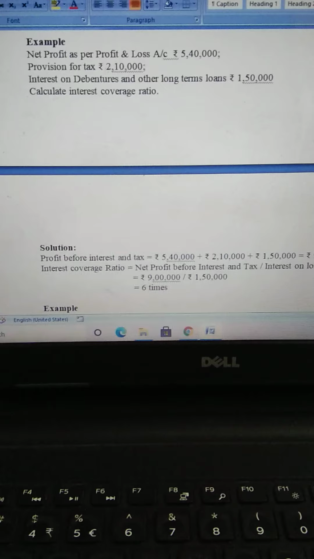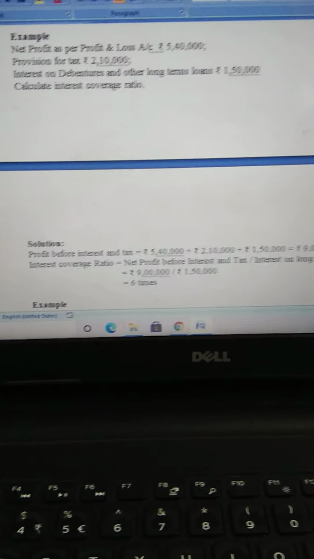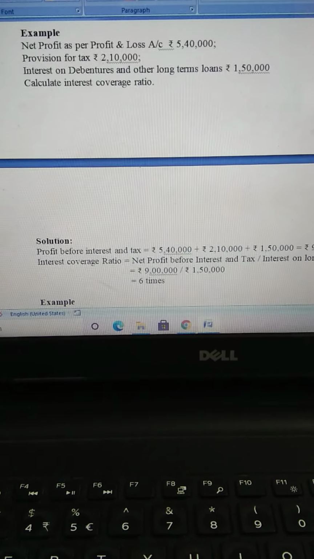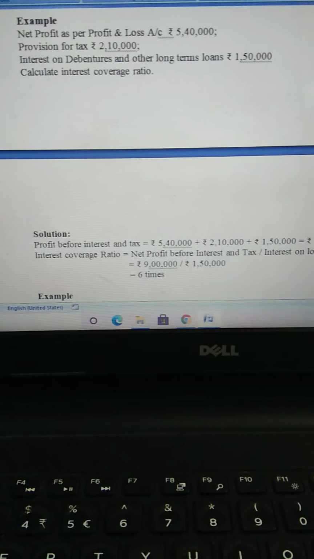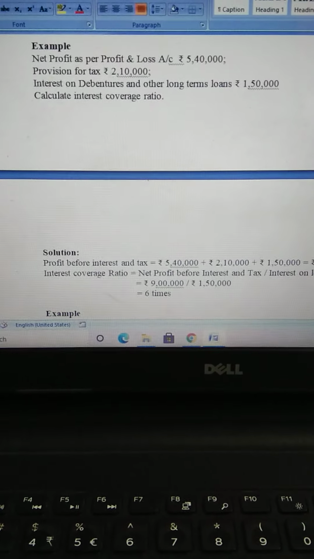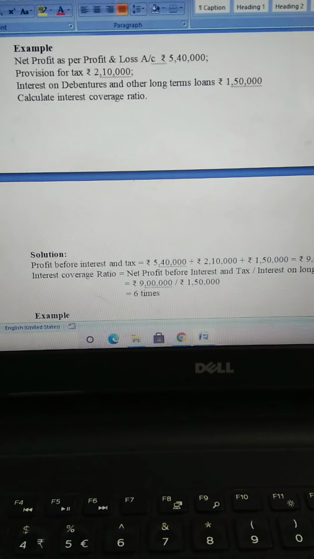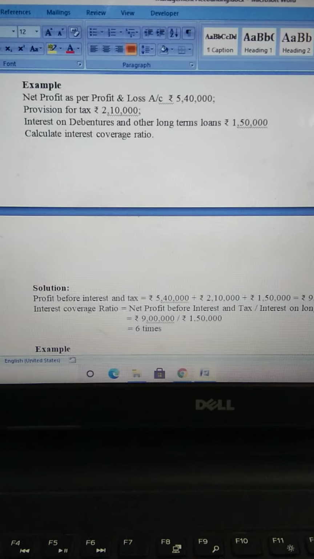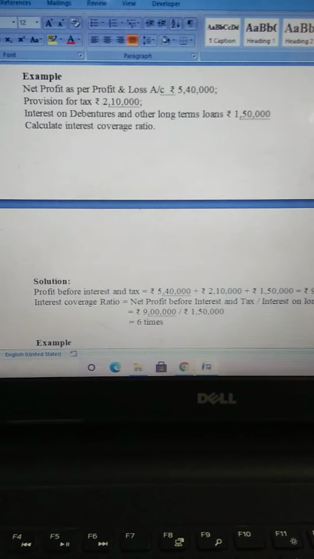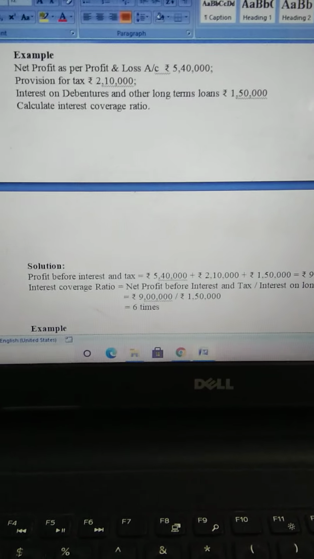Right now I will discuss very basic sums of ratio analysis. These sums are important for BCom general examinations. Net profit as per profit and loss account rupees 5,40,000, provision for tax 2,10,000, interest on debentures and other long term loans 1,50,000. Calculate interest coverage ratio.